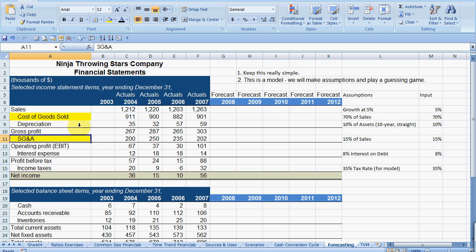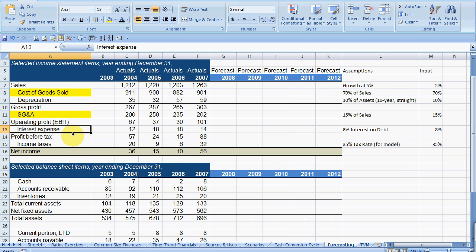Interest expense won't. That is a function of debt. Over here, it's interest on debt. If we take on more debt, maybe because we're increasing our assets, then we would see that rise or fall. Otherwise, it'll just be a function of how much debt we have on the books. Income taxes will change, but that's just because we're going to multiply whatever we make times the 35%. And net income will too, but those are calculated functions that are automatic.